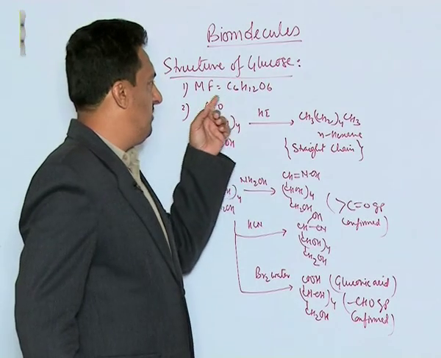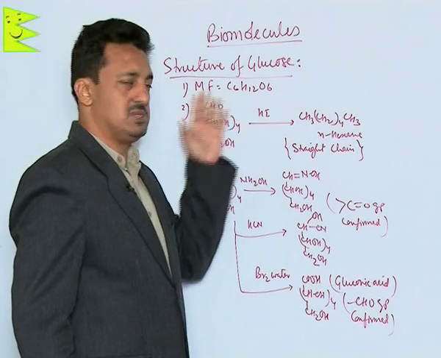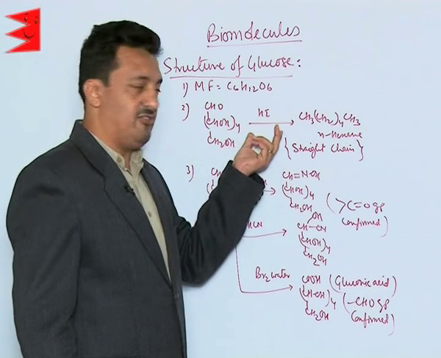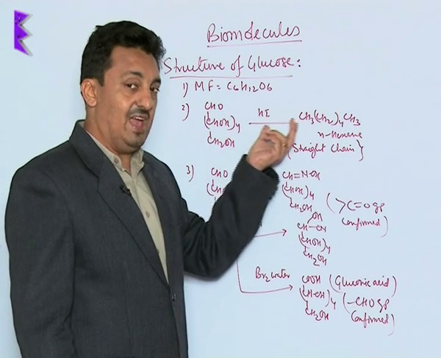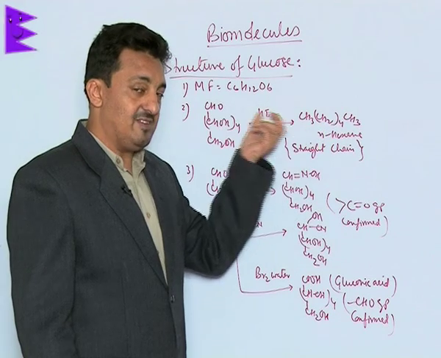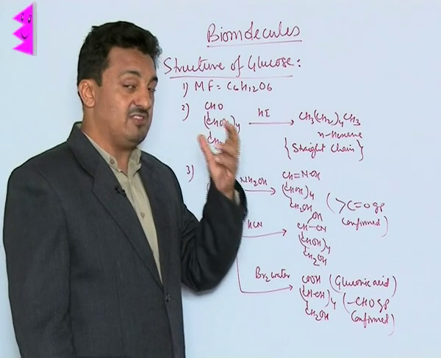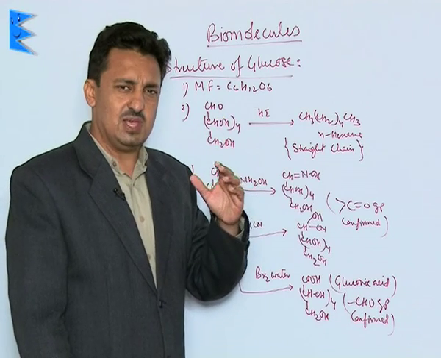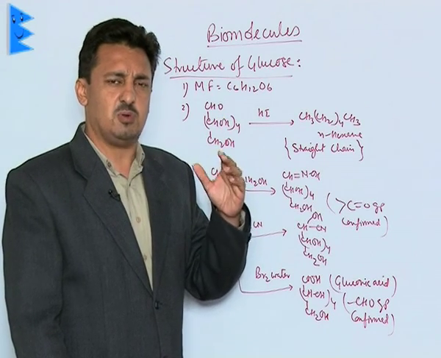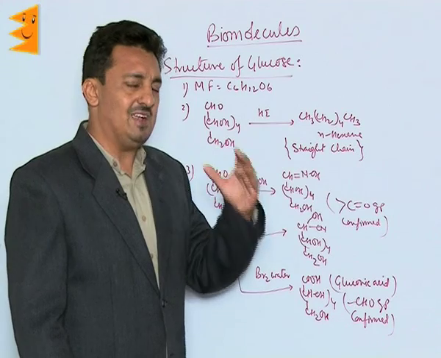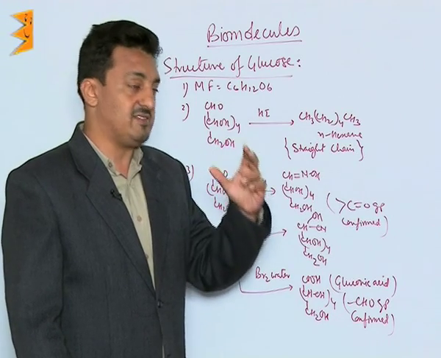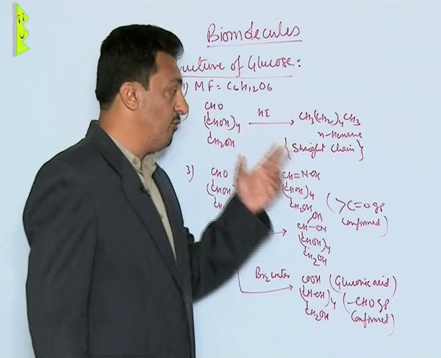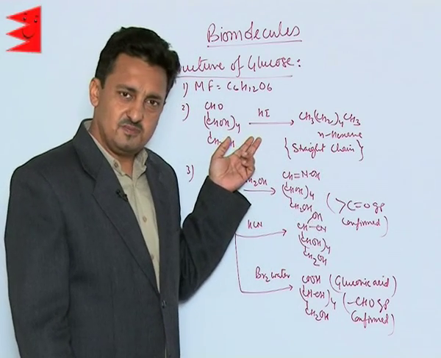First, its molecular formula was found to be C6H12O6. Then glucose is reacted with HI, which gives n-hexane. It's a reaction with HI because it's a very strong reducing agent. It reduces all aldehydes, ketones, acid groups and alcohols to the corresponding alkanes. This confirms that glucose contains a straight chain of 6 carbons, which is a proof we get from this reaction.